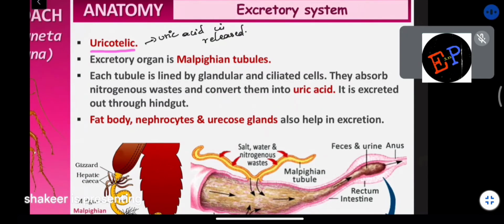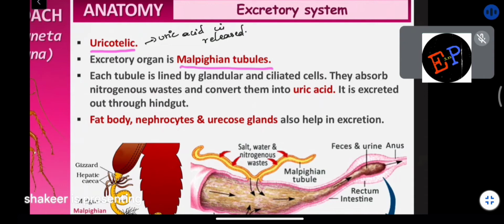Are you able to understand? So uric acid is also called nitrogenous waste. These Malpighian tubules and the other excretory structures convert the waste materials into uric acid, and that uric acid is released into the atmosphere with the help of the anus through the rectum. Clear? That's it. So the excretory organ is the Malpighian tubules.